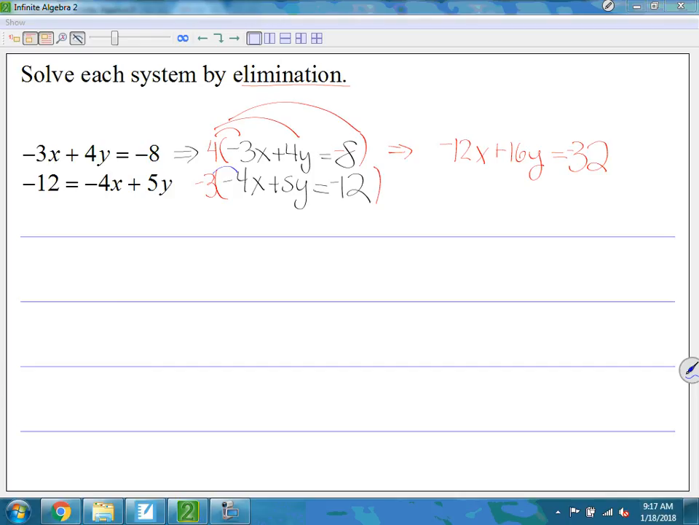Okay, so why did you choose negative, Ava? So that they would. Good, because you needed this to be a positive 12x so that they would cancel out, because opposites cancel. So that's positive 12, negative 15y, and then positive 36.